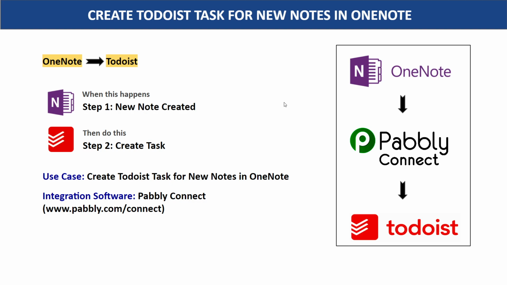So here I would suggest that you bring in some automation, so that whenever a new note is created in OneNote, a task is automatically created in Todoist. In this video, we will be using Pabbly Connect to integrate OneNote and Todoist. The best part of using Pabbly Connect is there is no need for coding skills or programming knowledge. It can be done easily. Let me show you with an example.